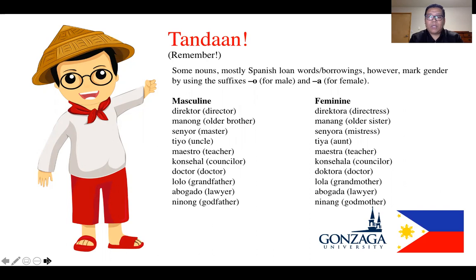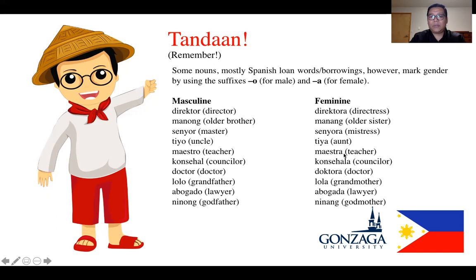So some nouns, mostly Spanish loan words or borrowings, however, mark gender by using the suffixes o for male and a for female. You can notice this very easily because oftentimes nouns that end with o are male nouns, and those that end with a are female nouns. Example, director, which translates to director, the feminine counterpart is directora or directress. Manong, older brother. Manang, older sister. Senyor, master. Senyora, mistress. Tío, uncle. Tía, aunt.